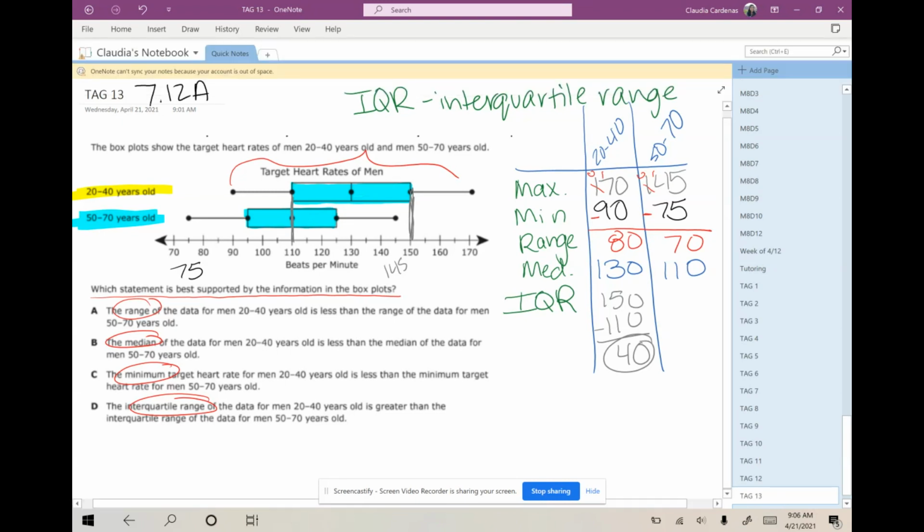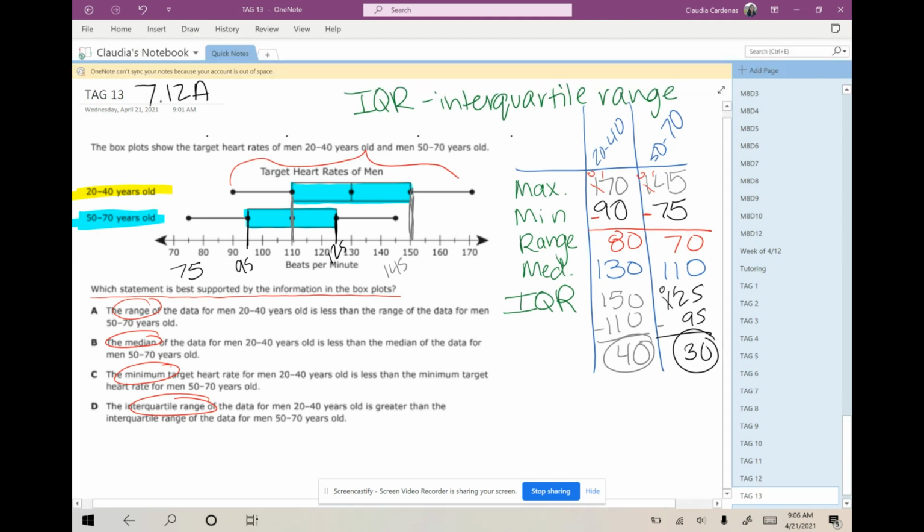And then if I look at the 50 to 70-year-olds, I see it goes from here to here. So this would be 95 and this would be 125. So when I subtract that, I see that it's an IQR of 30.